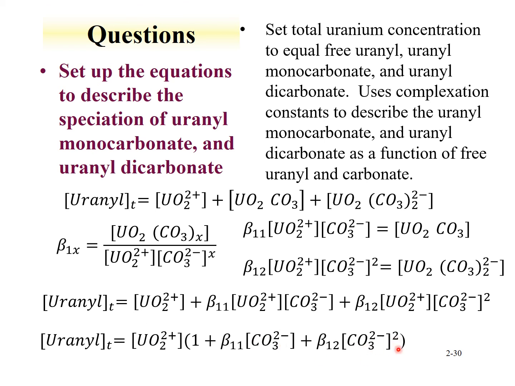We know that the carbonates are just a function of the pH and the CO2 partial pressure. So if you're given a system where the total amount of uranium is provided, the pH and the CO2 partial pressure, one can determine the free uranyl, and then going back into the complexation constant equations, if I had free uranyl, the carbonate, and the complexation constant, you can calculate each species.